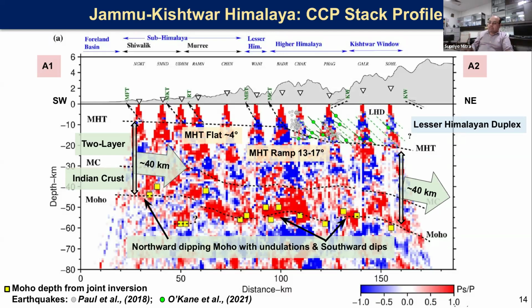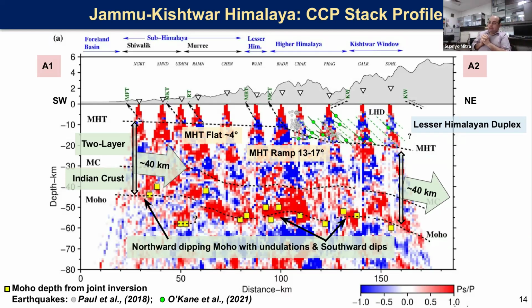So you can see that the MHT flat, which basically marks the top of the downgoing Indian plate, has a 4-degree dip beneath the sub-Himalayas and the lesser Himalayas, and then you have a ramp, which is of a higher dip, about 13 to 17 degrees. If you look at the top of this MHT in the region to your right, in the northeast, underneath the Kishtwar window, you see that the earthquake planes are dipping steeply, and they more or less align with some structure which is steeply dipping.